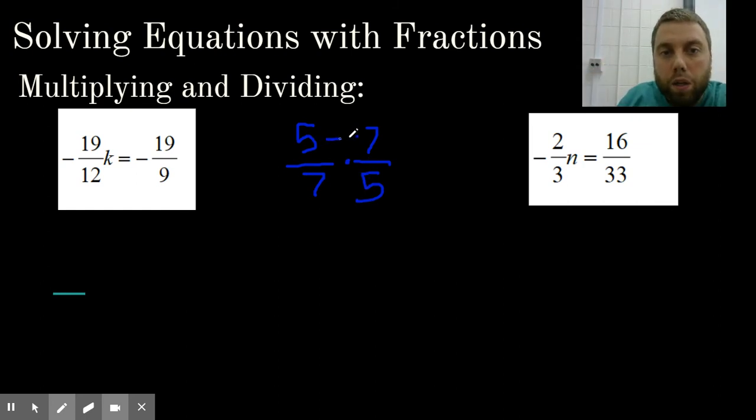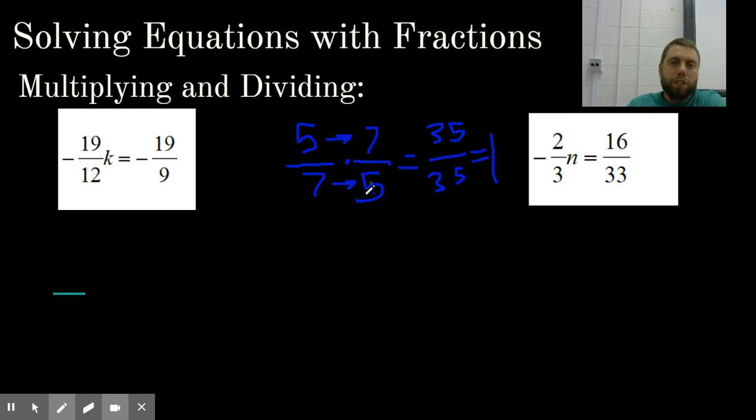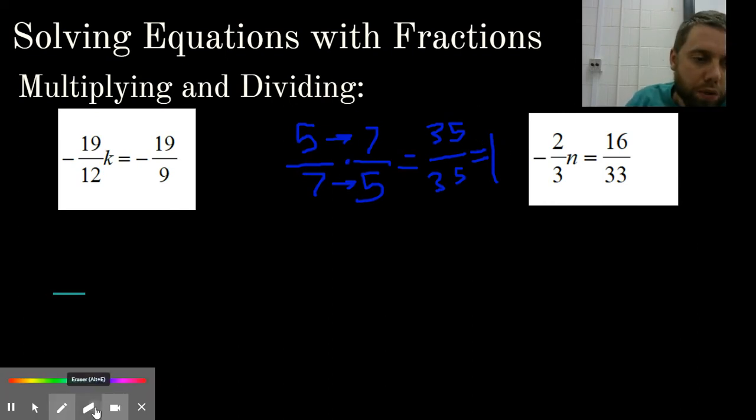Now, if we multiply across, that's how we multiply fractions. You multiply the numerators and multiply the denominators. 5 times 7 is 35. 7 times 5 is 35. 35 divided by 35 is just 1. Now, why is this important? Why is multiplying by the reciprocal important?